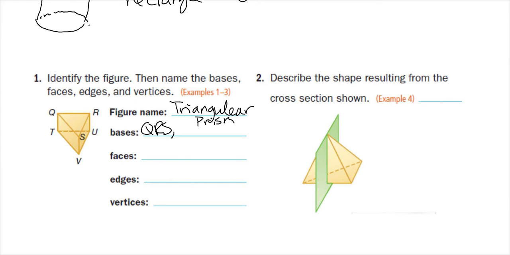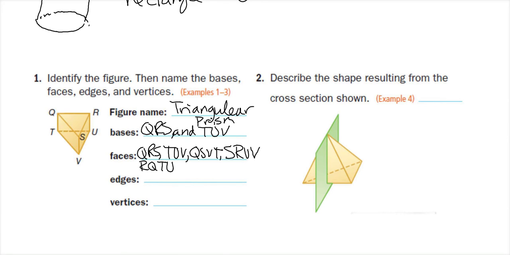and TUV. Our faces would be QRS, TUV, QS, VT, SRUV, and RQTU.